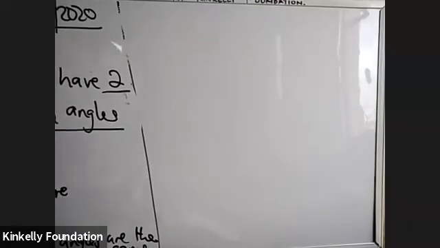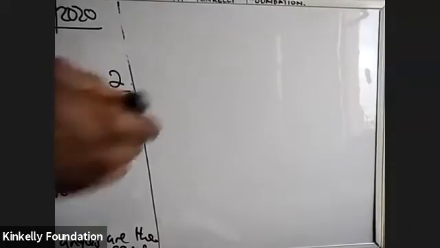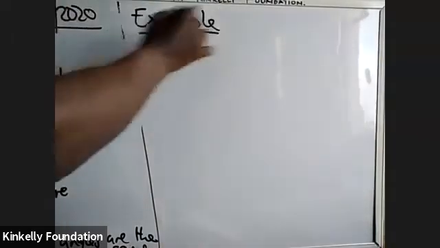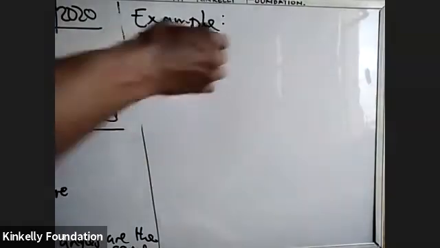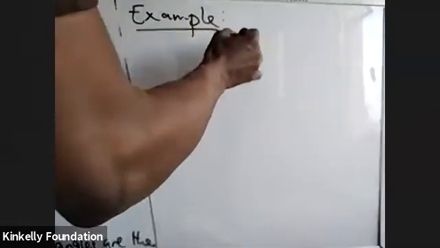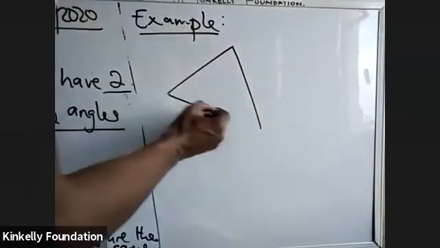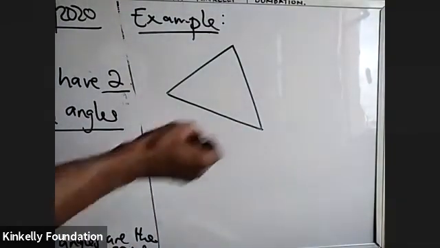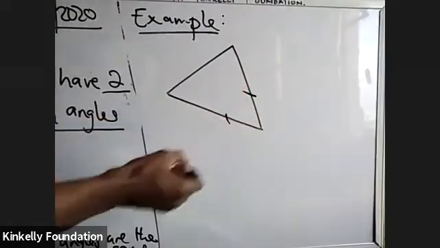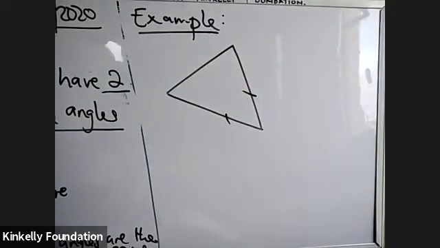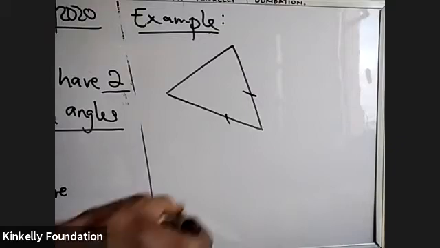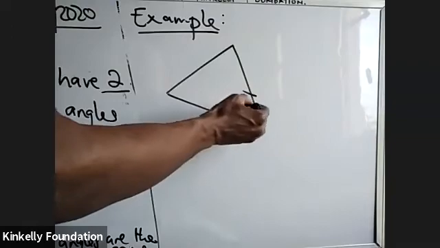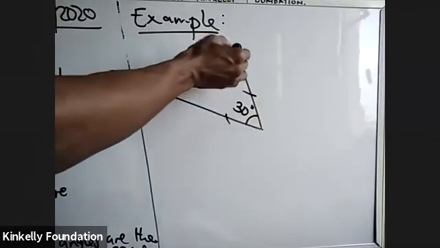On that isosceles triangle, let us give an example to explain more what we mean. If you have a triangle like this, and a dash was marked on points like this, and you say that here is 30 degrees, that you should find x.